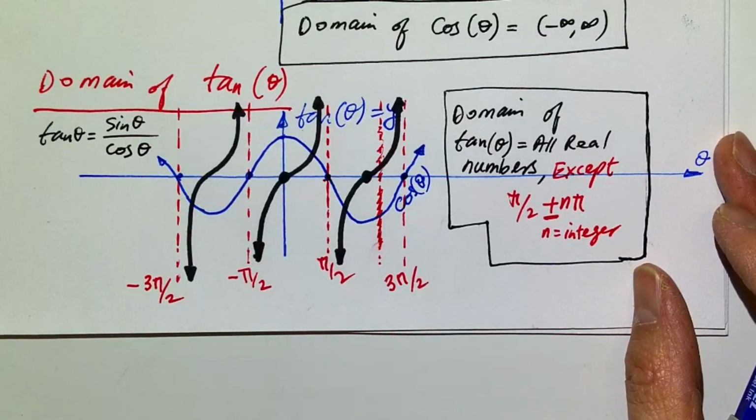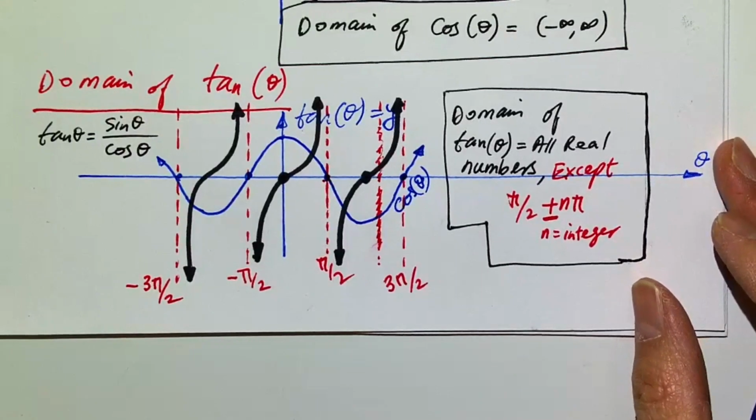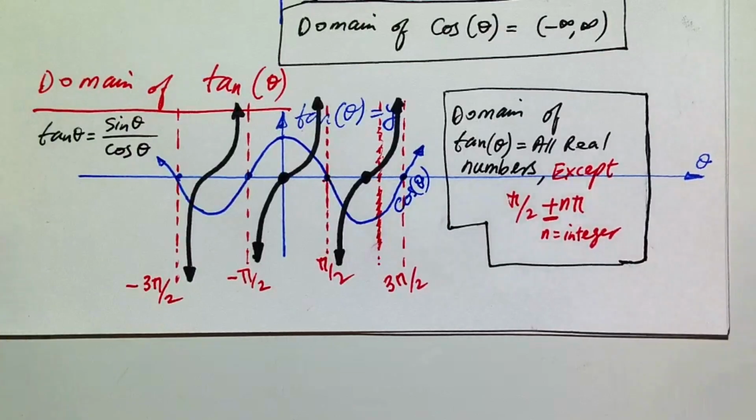All right, so that was those basic trigonometric functions. We have more, so we have the cotangent function next.